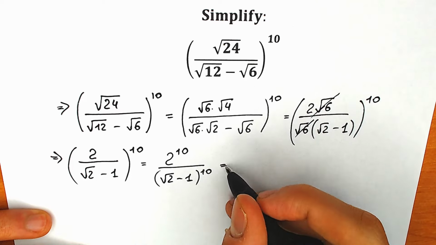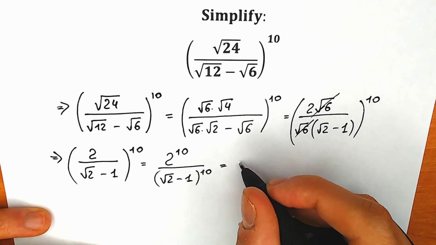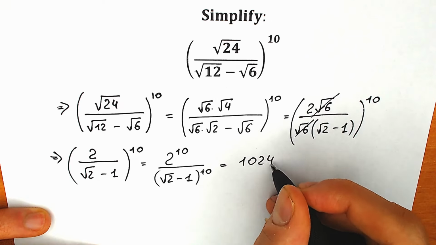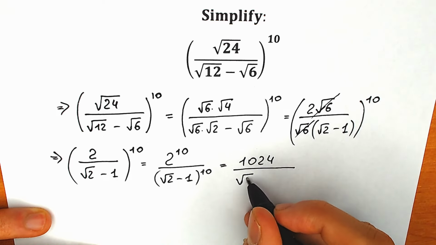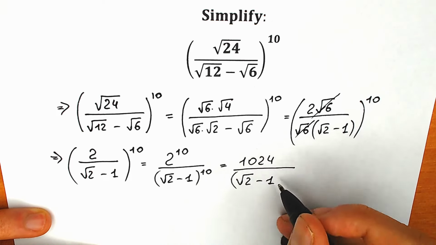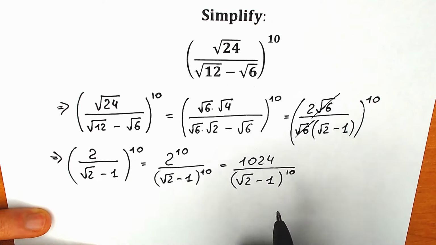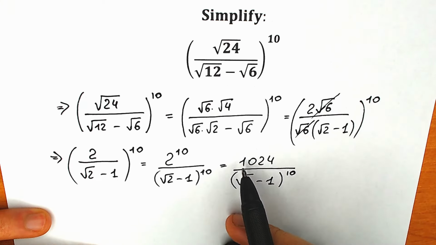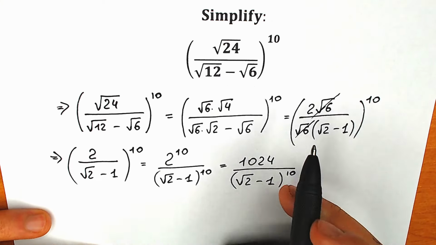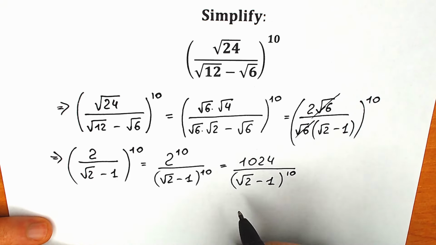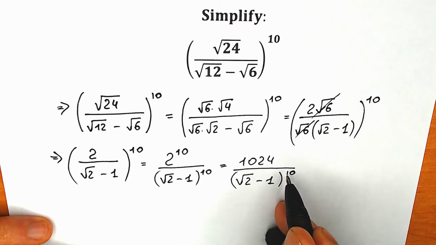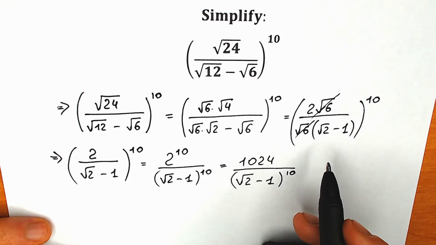Right now, 2 to the power 10, this is from our table, this is 1024. Everyone knows about it. And we divide it by the denominator, square root of 2 minus 1 to the power 10. Right now, let's look closely. What do we have? We have a constant in our numerator, so everything is great there and we cannot simplify it more. But in our denominator, square root of 2 minus 1 to the power 10, we still have this power 10, and we need to simplify it.